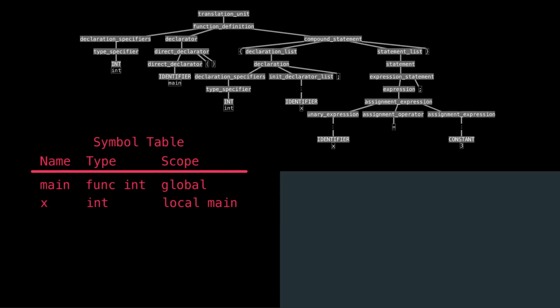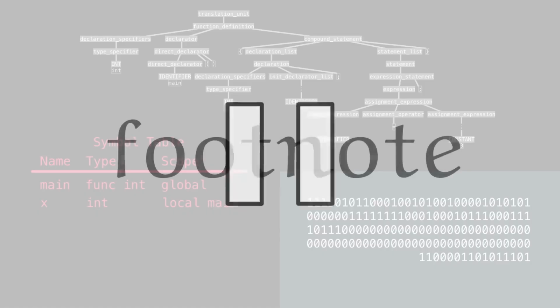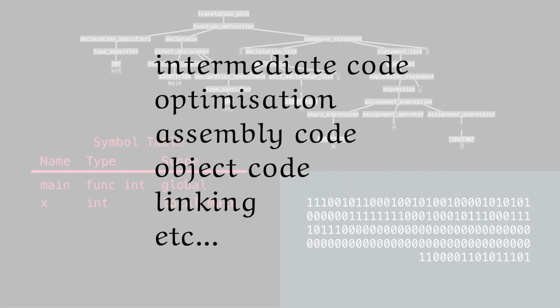The final step is to traverse the tree and figure out some machine code that would effectively do the same thing as this particular source code. I just want to clarify that typically, compilers don't go directly from the parse tree to the machine code. There's usually a few intermediate steps that we're going to skip over.